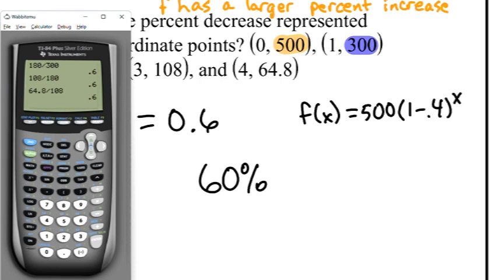So that means, and the way that we got that is because 0.6 is equal to 1 minus 0.4. And that means that we have a percent decrease of 40%.